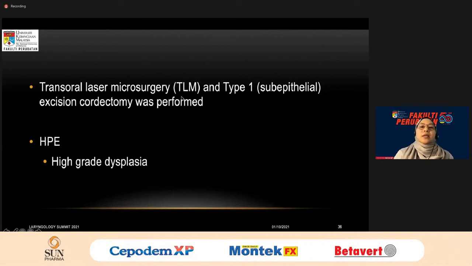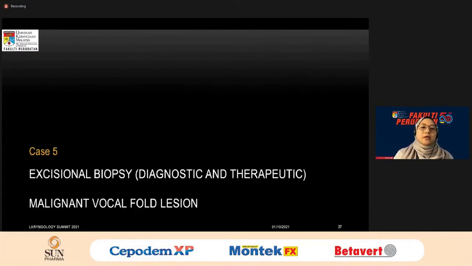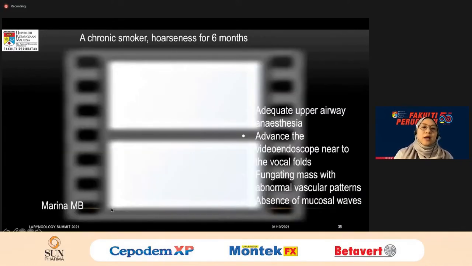and type 1 excision chordectomy, and the HPE confirmed high-grade dysplasia, which is a pre-malignant lesion. Another case is a patient with a malignant vocal fold lesion, and how we can diagnose that pre-operatively.